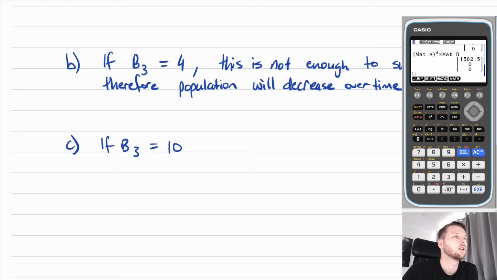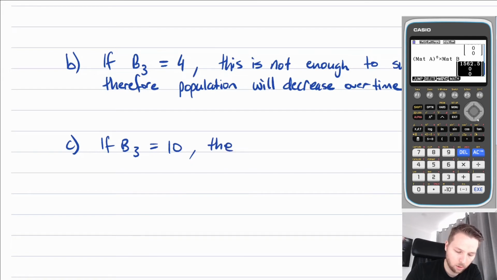Press enter, and here we go. That's after 6. Go back to the top. So 250 after the first time period makes sense. 125 after the second time period makes sense again. And here we go, after the third time period, we've got 1,250, which is more than the initial population in that age range. And of course, if we go 3 more time periods, 1,562.5. So if the birth rate is 10, the population will increase over time.